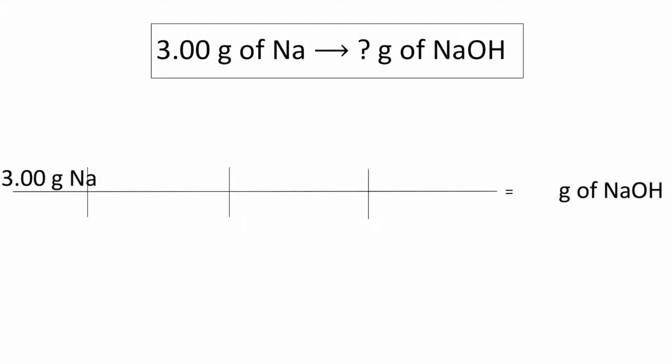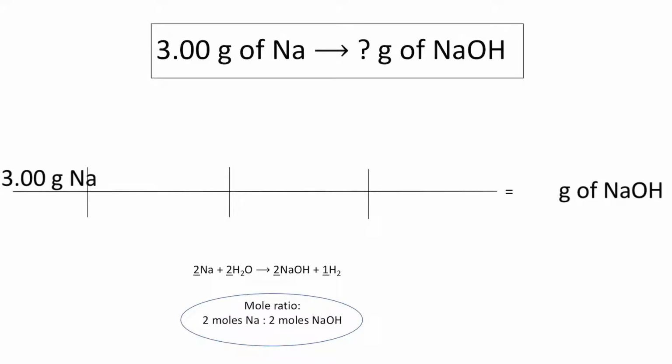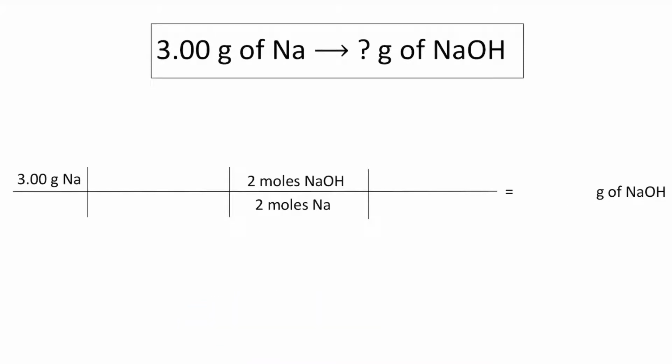We can use the reaction that we have balanced before to find the mole ratio between these two compounds. Based on the coefficient in front of the compounds, we have 2 moles of sodium, equivalent to 2 moles of sodium hydroxide. And next step is I'm going to find the relationship between grams of sodium and moles of sodium to establish my next conversion factor.